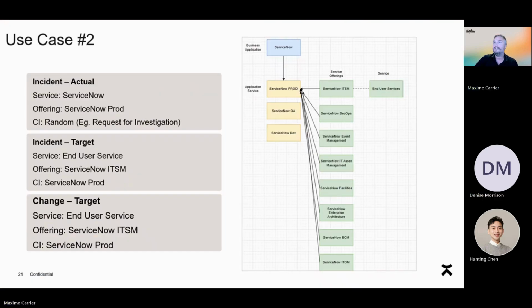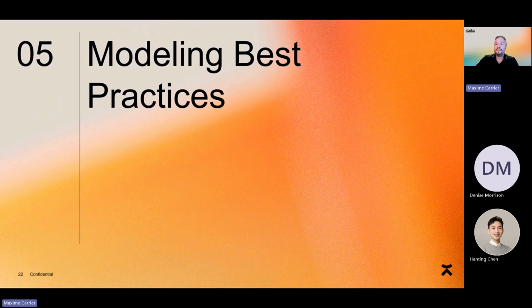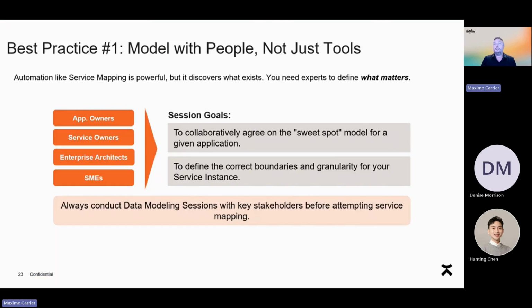Great to hear. I'm going to finish with thanks a lot, Denise, for providing amazing context. I'm going to continue on with modeling best practices. Best practice number one, model with people, not just tools. Automation like service mapping is powerful, but it discovers what exists. You need experts to define what matters. Like we've been doing together, Denise, and God knows we've done a lot of those modeling sessions. We've done at least probably 35 to 40. Oh my God, yes.